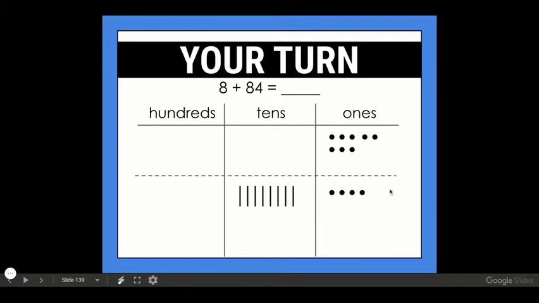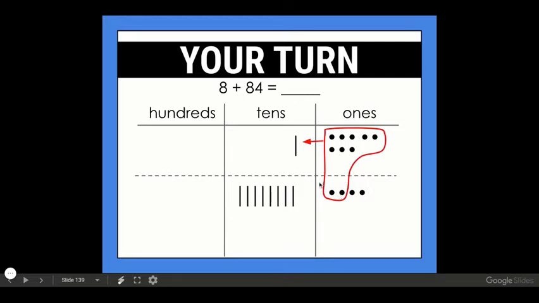Let's start by combining our ones. How many total ones do we have? Count yours on your paper as I count mine. 1, 2, 3, 4, 5, 6, 7, 8, 9, 10, 11, 12. Can I have 12 ones? I can't. So we're going to circle 10 of them. So go ahead and draw a circle around 10 of them. 1, 2, 3, 4, 5, 6, 7, 8, 9, 10.